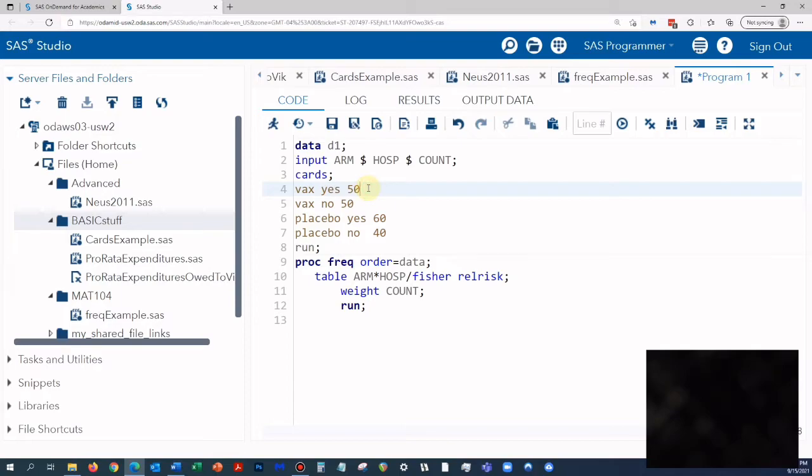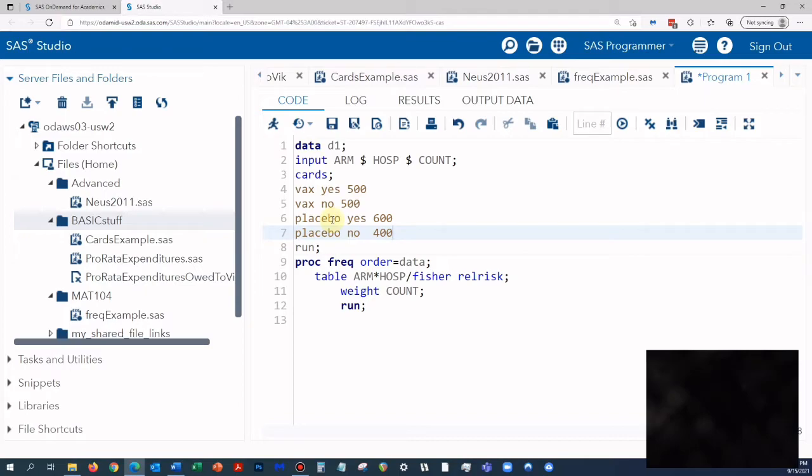Let's change these 50s to 500s. So now instead of having 100 study subjects per group, now we have 1,000. Just multiplied everything by 10. 500 plus 500 is 1,000, so 1,000 people were vaccinated. 600 plus 400 is 1,000, so 1,000 study subjects were randomly assigned to the placebo group.